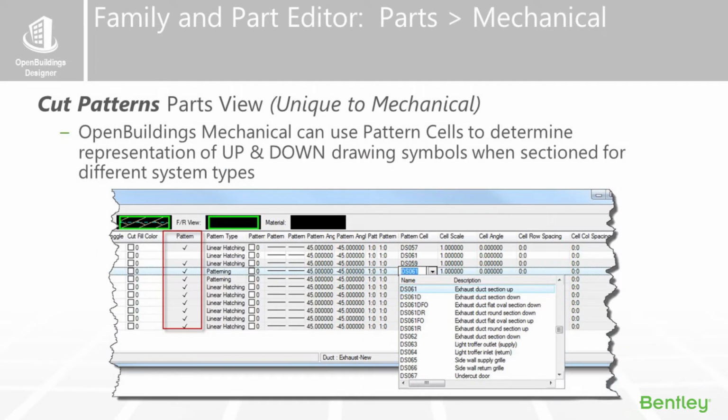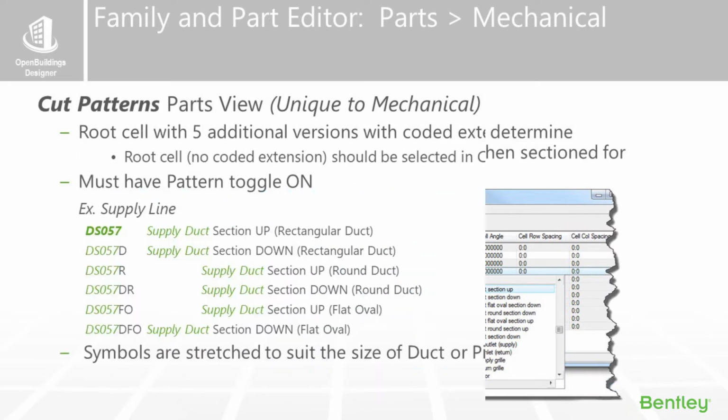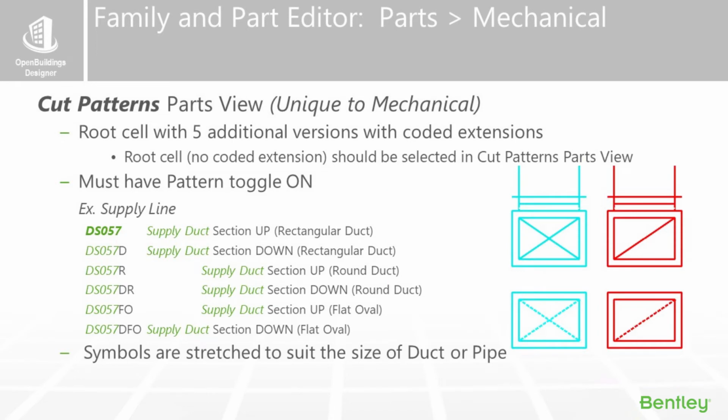And then this is something that's unique to mechanical, and this is pretty interesting: if you go into the mechanical parts view, there is a pattern cell, and they have this coding here that begins with D, and it stands for ducts. And basically what it does, it allows this cut pattern for when you're cutting through ductwork, if the cut is going up or down. So there's rectangular ducts and there's round ducts going up or down, and it basically will stretch the symbol when it's cutting through a duct.